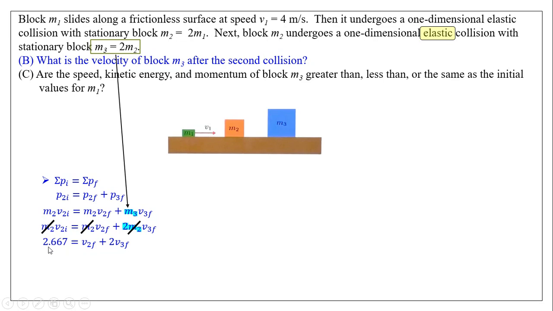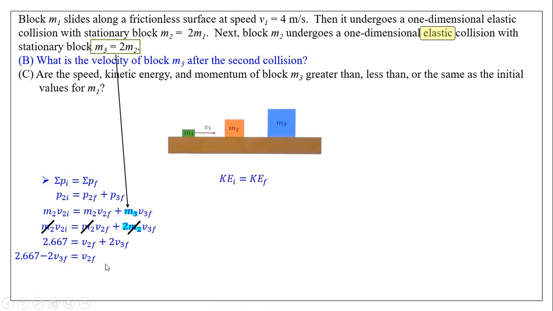So this is the answer in part A. V2F I carry down because I don't know what it is. And then 2 times V3F gets carried down. So as you can see here, once again, we have this statement with 2 unknowns. If you understood part A, here I have V2F already kind of by itself. So I'm going to solve for V2F by moving the 2V3F to the left side, which would change signs. So here, I'm going to say that 2.667 minus 2 times V3F is equal to V2F.